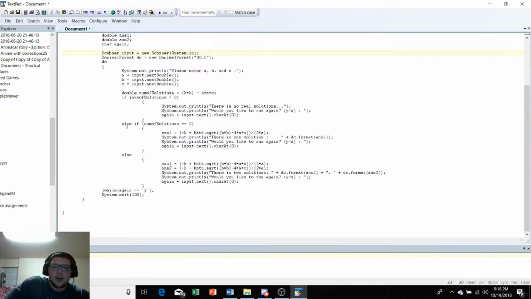Else if number of solutions is equal to 0. Equal to is a comparative operator. If I just did this, it would always turn out to be true. If I did that, it would check if it is true. Remember that. Number of solutions, if it's equal to 0, the answer is then going to be, notice I'm not doing 2 answers, I'm just doing 1 because there will only be 1 answer. Answer will be negative b plus the square root of all that, then divide the whole thing by 2 times a.